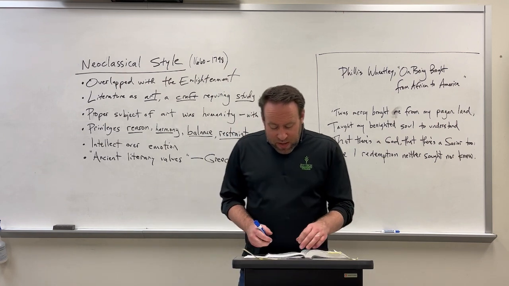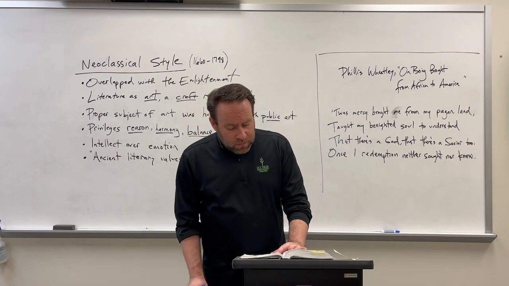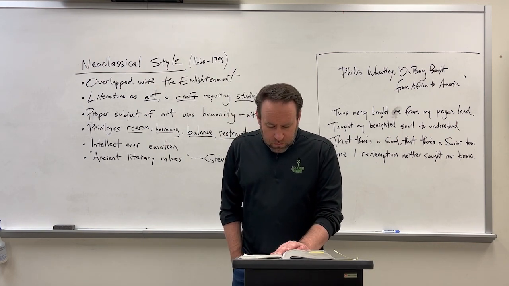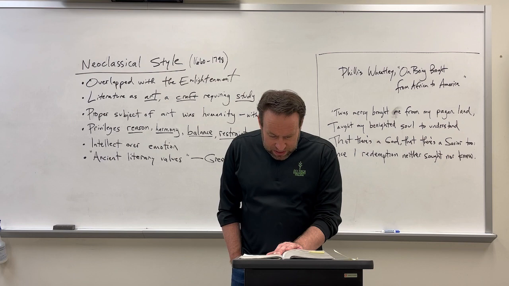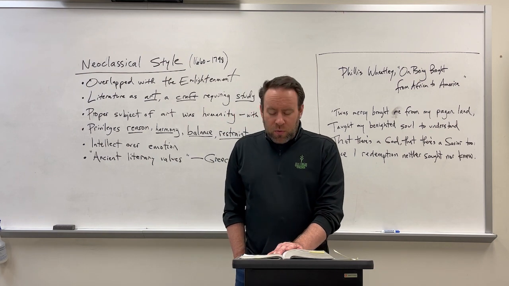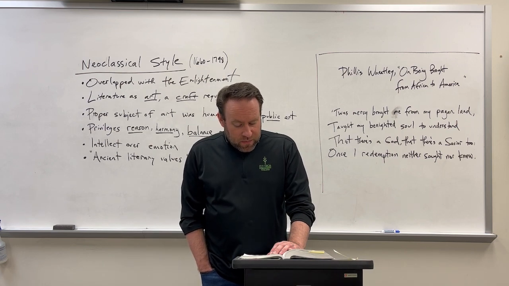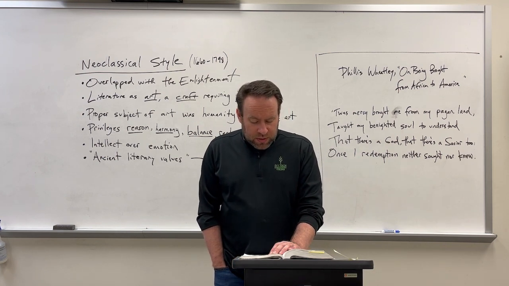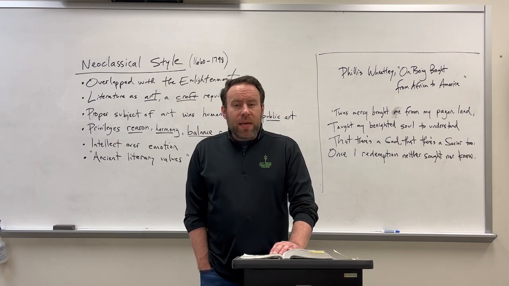Wheatley writes, this is on page 715 of the Norton Anthology of American Literature, Volume A, 10th edition. "On Being Brought from Africa to America." 'Twas mercy brought me from my pagan land, taught my benighted soul to understand that there's a God, that there's a Savior too. Once redemption I neither sought nor knew. Some view our sable race with a scornful eye. Their color is a diabolic dye. Remember, Christians, Negroes black as Cain may be refined and join the angelic train.